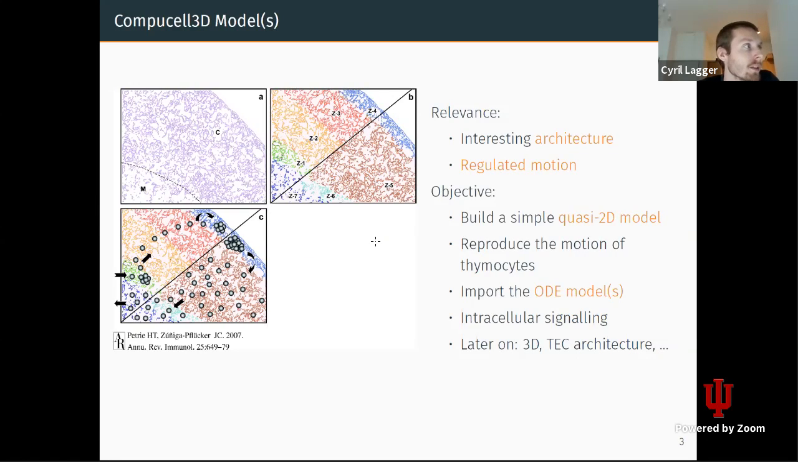So the objective would be to start with something very simple this weekend, build maybe a quasi 2D model with an epithelium layer and some thymocyte layer moving into it, making the link with ODE models, and maybe later on adding more complexity. So thank you.